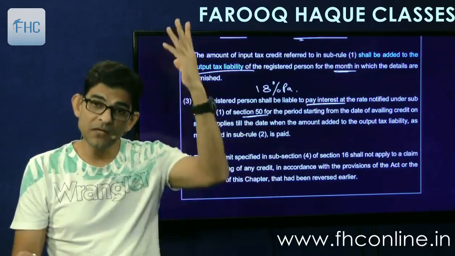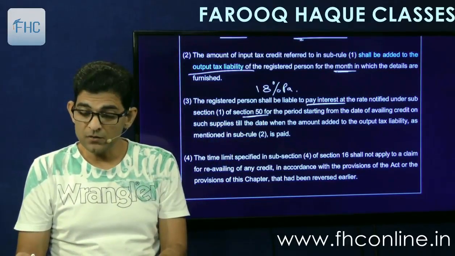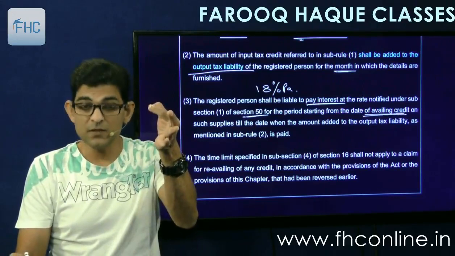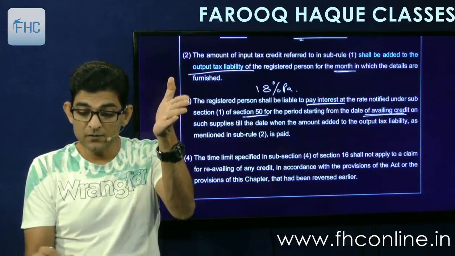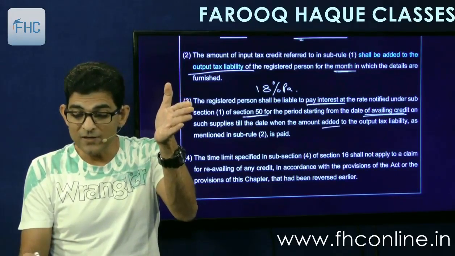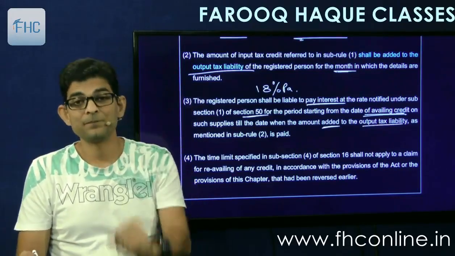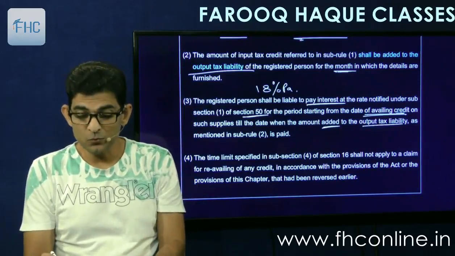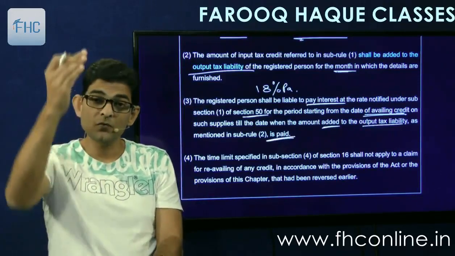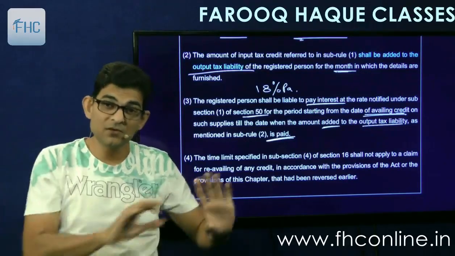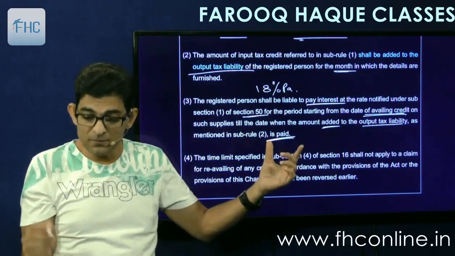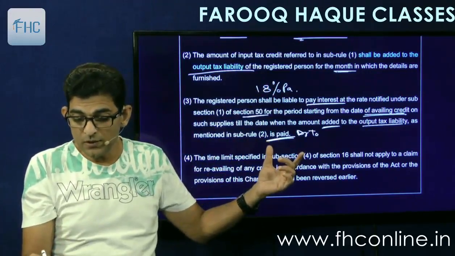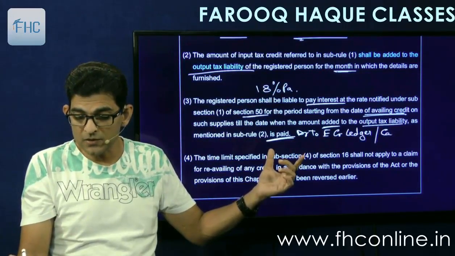We will study section 50 later on. For the period starting from the date of availing credit. Now see, what is the period of interest? From the date of availing such supplies till the date when the amount is added to the output tax liability, as mentioned in sub-rule 2, is paid. So from the date when we avail the credit to the day when we reverse the credit, from the availment till reversal. Reversal means when we pay this. Paid means it is debited to the electronic credit ledger or the cash ledger.